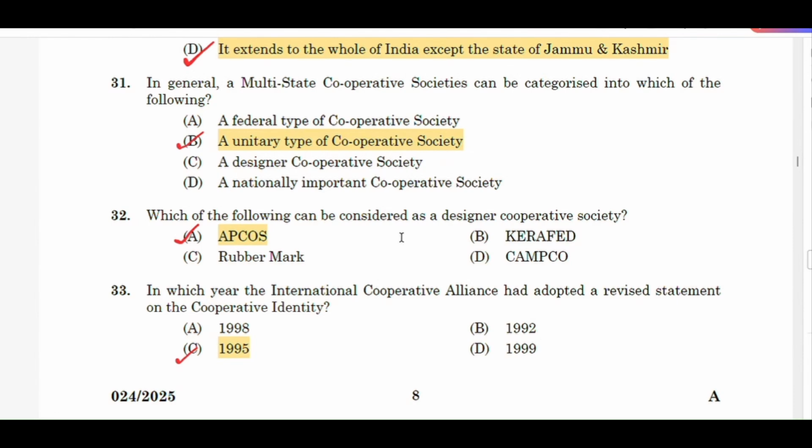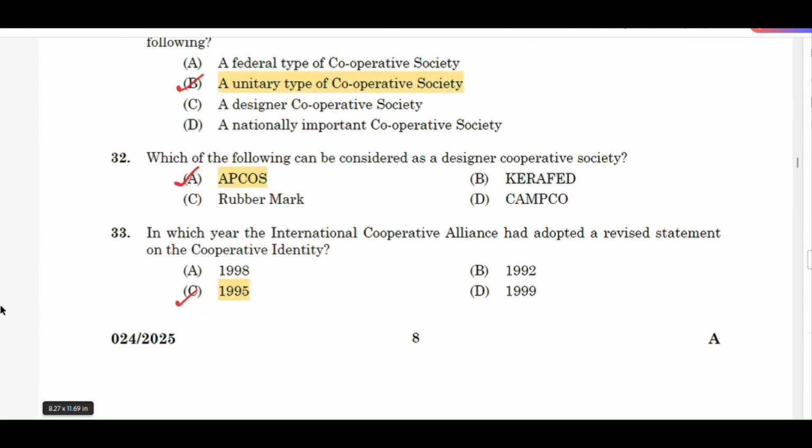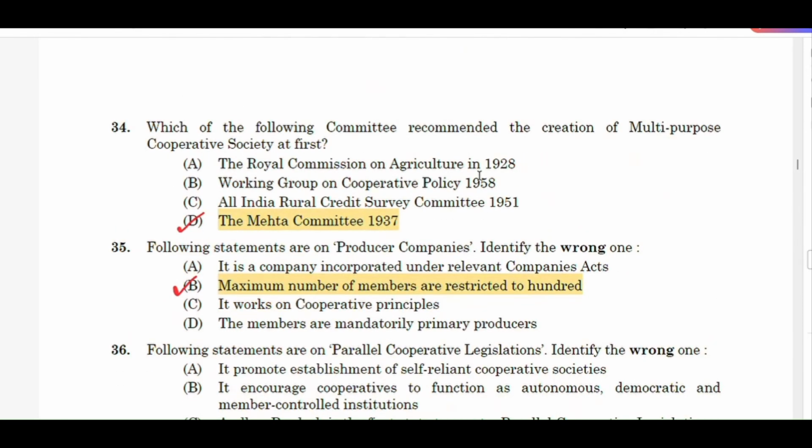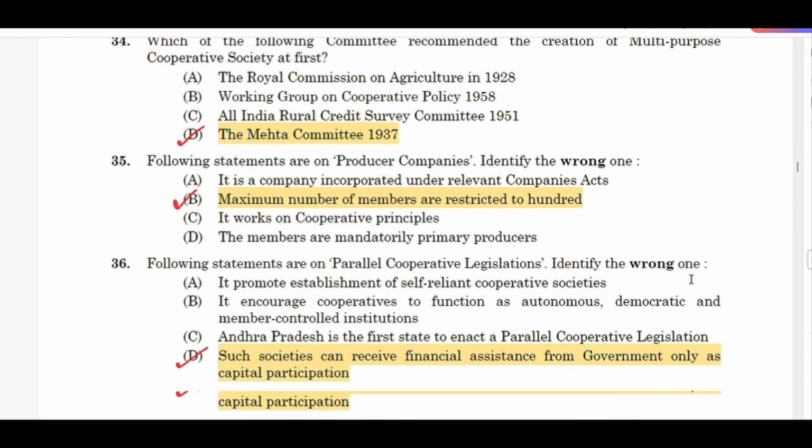Which of the following can be considered as a designer cooperative society? Answer is option A. In which year the International Cooperative Alliance had adopted a revised statement on the cooperative identity? Answer is option C, 1995. Which of the following committee recommended the creation of multi-purpose cooperative society at first? Answer is option D, the Mehta Committee, 1937.